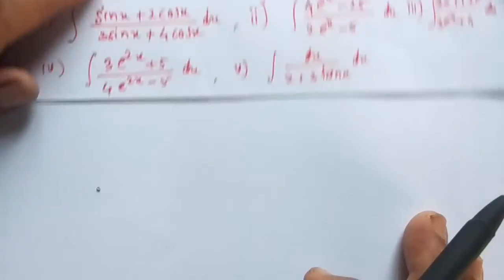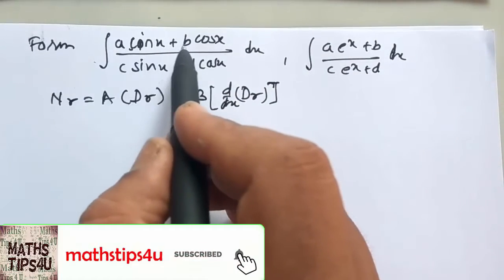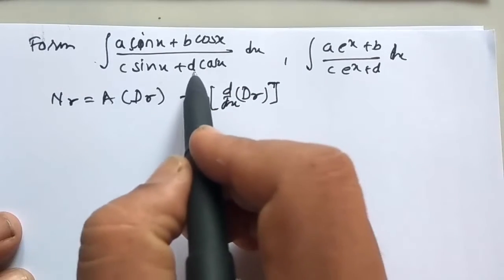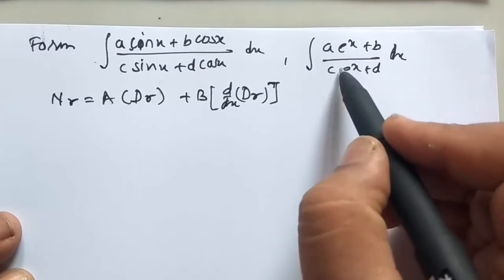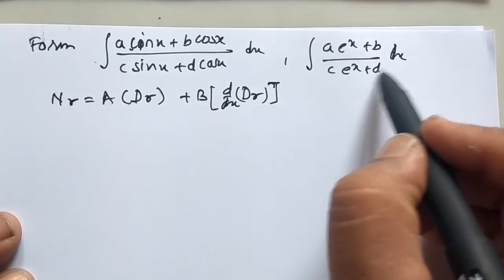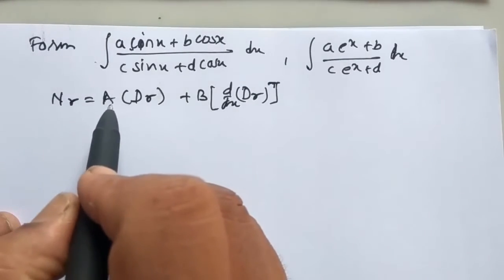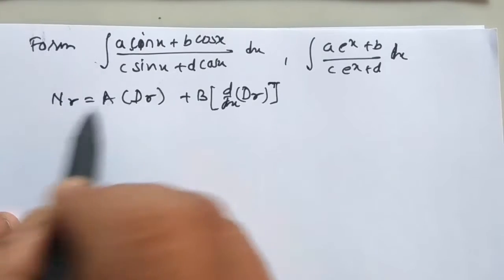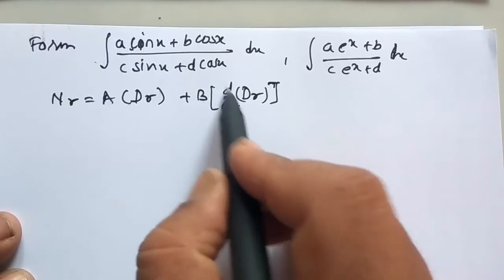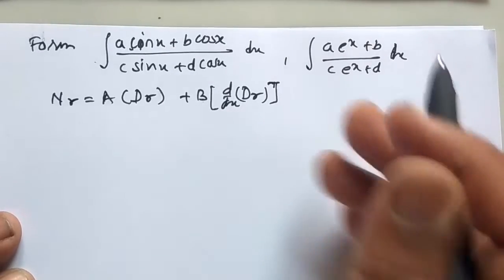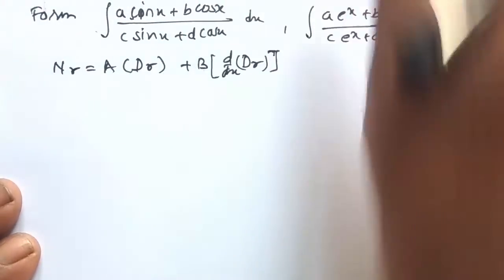The form for this is integration of (a sin x plus b cos x) upon (c sin x plus d cos x) dx, or integration of (a into e raised to x plus b) upon (c e raised to x plus d) dx. Express the numerator in terms of a constant a into the denominator plus another constant b into the derivative of the denominator. Now I will solve example number fifth.